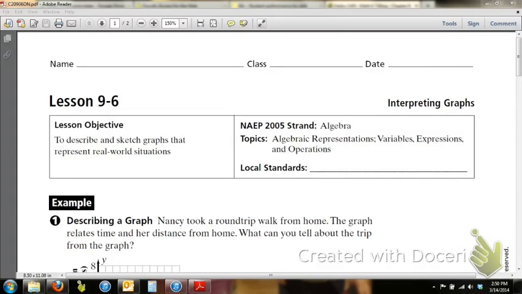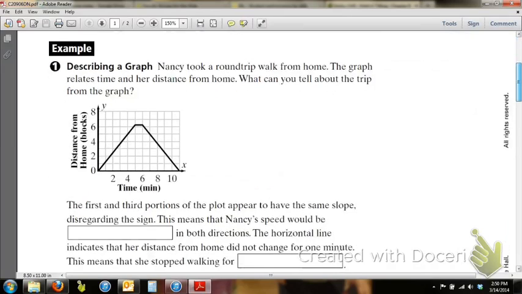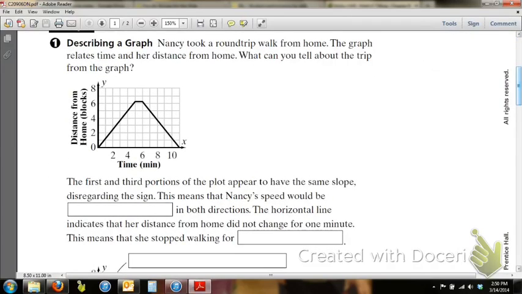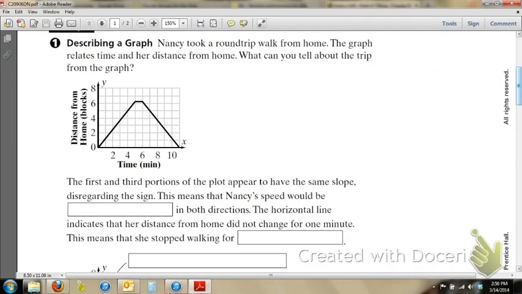In lesson 9.6, we're going to interpret some graphs. So we're just going to start with an example. Nancy took a round-trip walk from home. The graph relates her time and her distance from home. What can you tell about the trip from the graph?